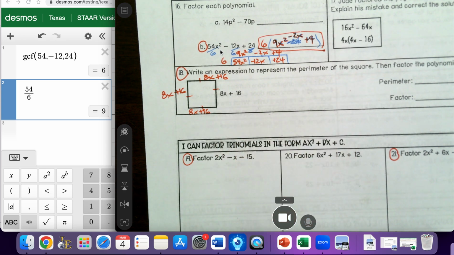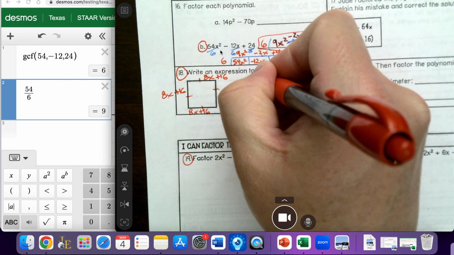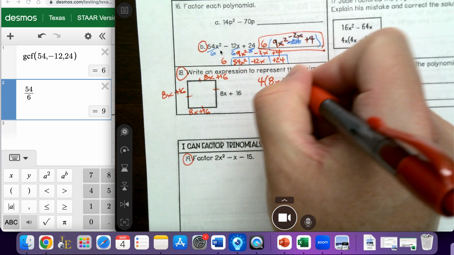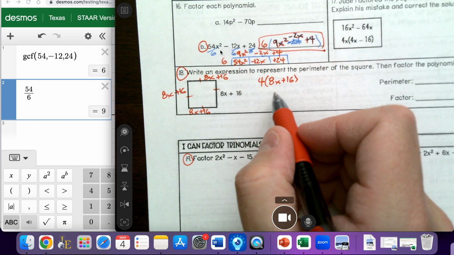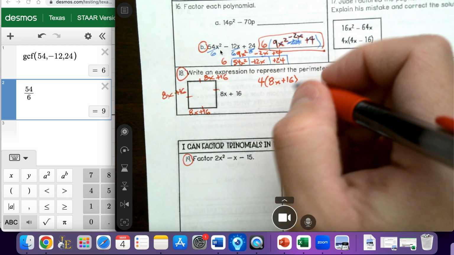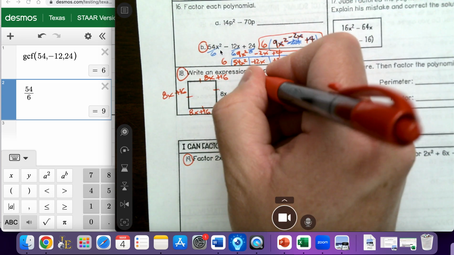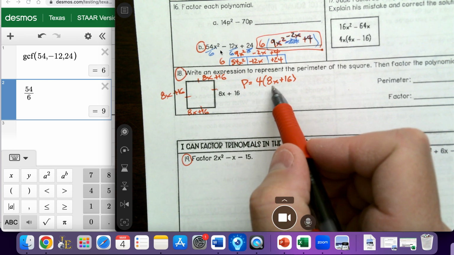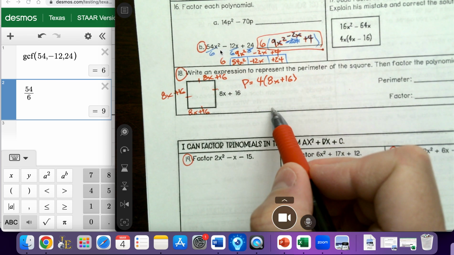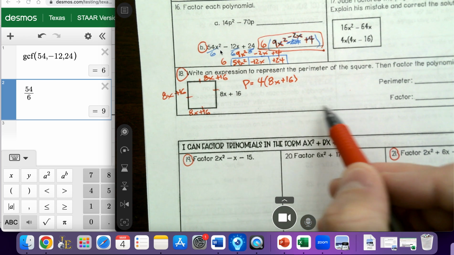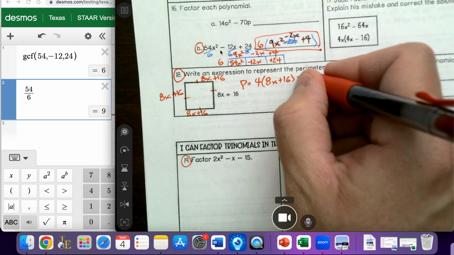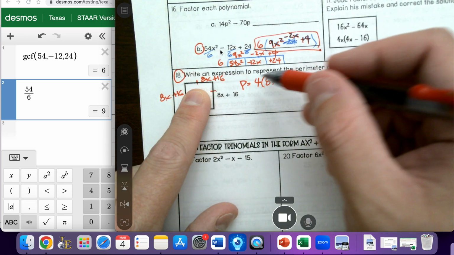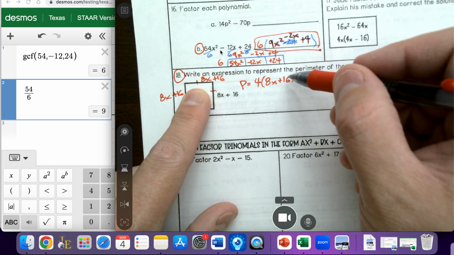I could just multiply each side. We have 4 sides by 8x plus 16, since we know all the sides are equal to each other. And so to find the perimeter here, instead of adding this up 4 times, I'm just going to multiply it by 4. And if you don't like that, you can add 8x plus 16 four times. But that's a lot of work and it takes up a lot of space. So I'm just going to multiply the number of sides here by 8x plus 16, and that should give me the perimeter of all 4 of these.